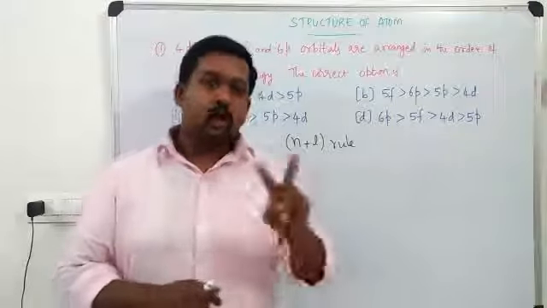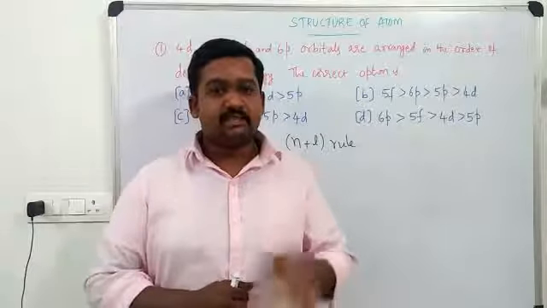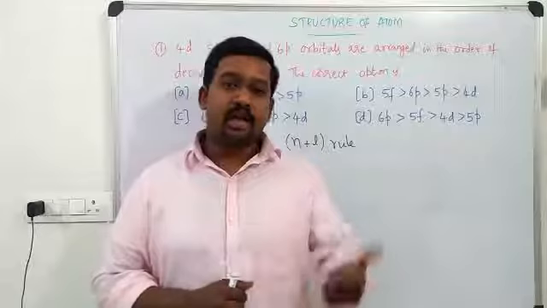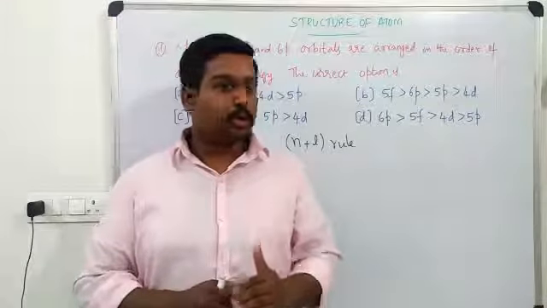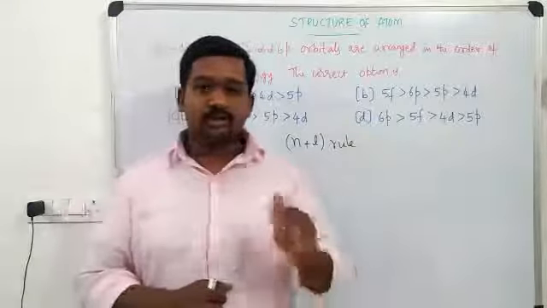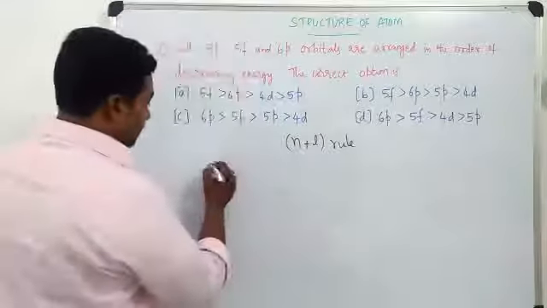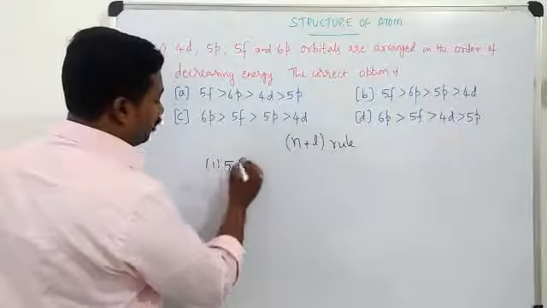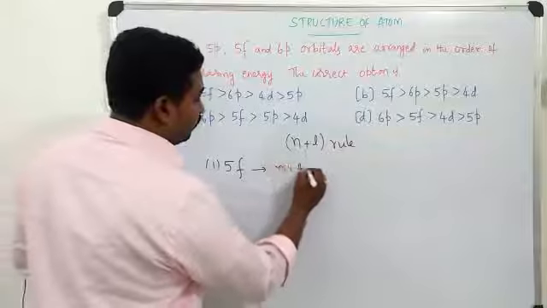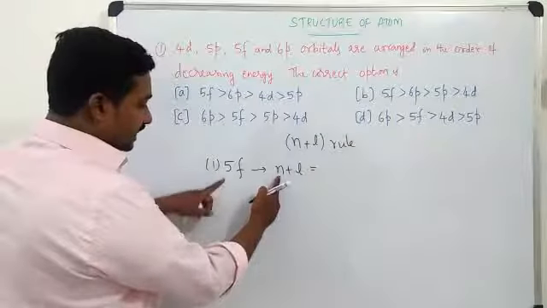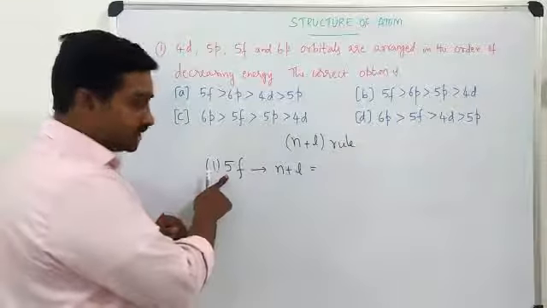Also, if two orbitals have the same n plus l values, in such a case the one with greater n value will have a greater energy. Based on this rule, we have to find out which is the right option. Okay, let's take it. First one is the 5f orbital. Now I want to calculate the n plus l value for this. n is the principal quantum number, which is given by the number in the representation.